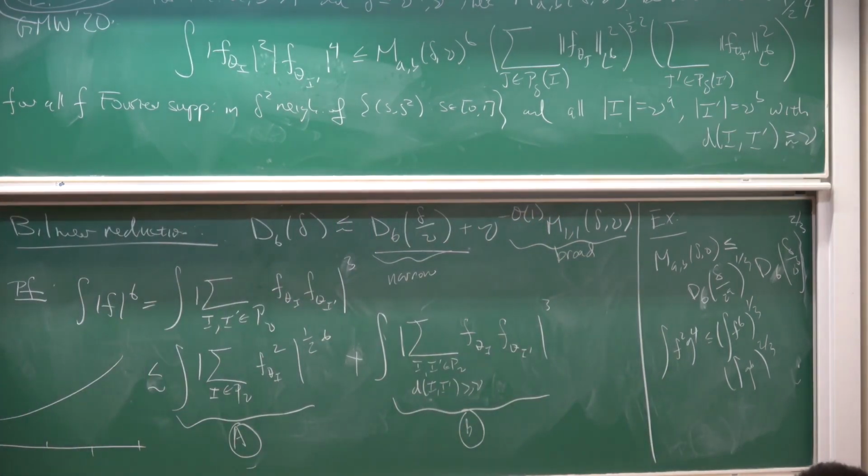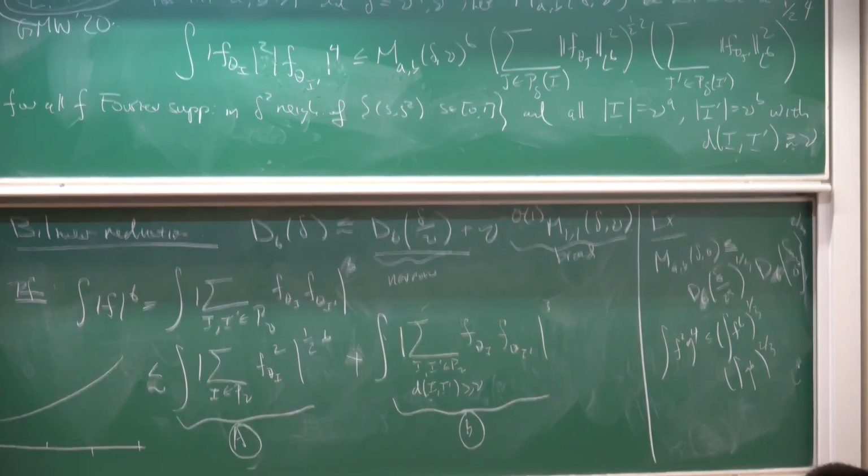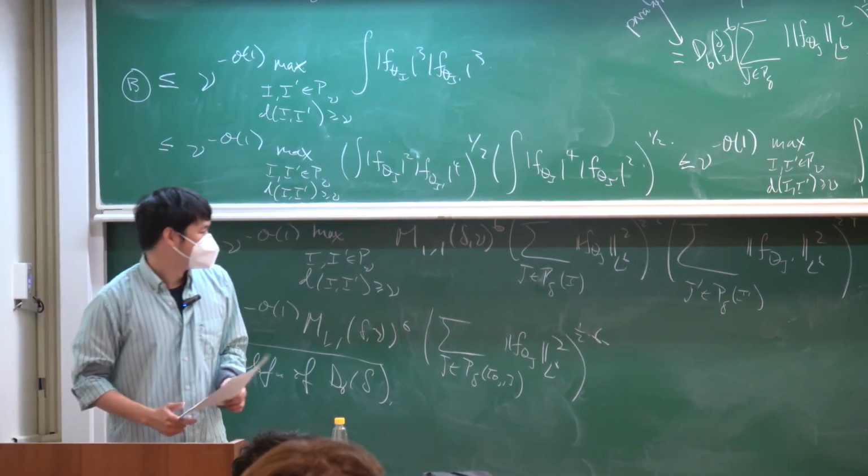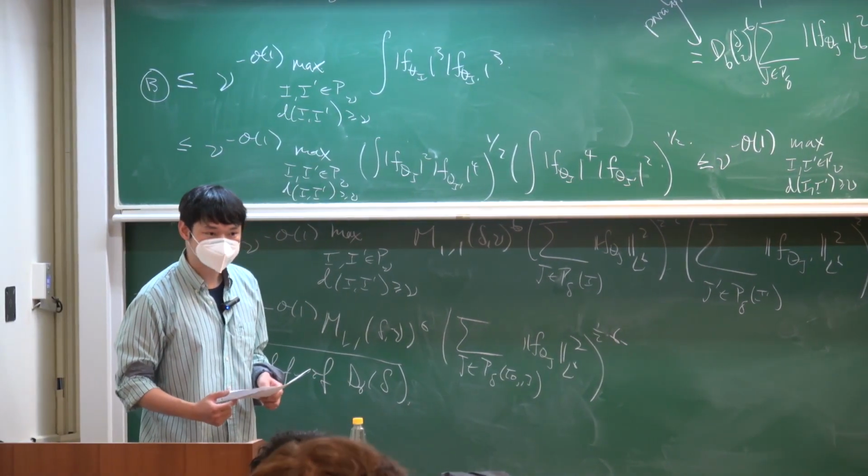This is a more baby form of the broad narrow argument in that it only relies on Holder. The actual broad narrow argument due to Bourgain and Guth is much more complicated, and we're going to talk about that later. Okay, any questions?